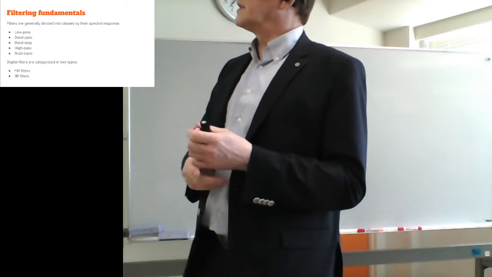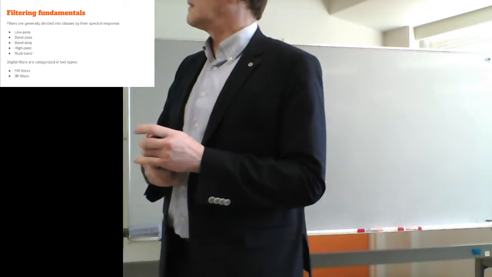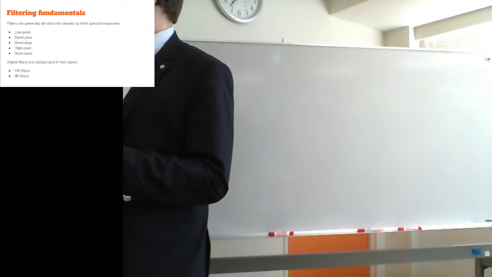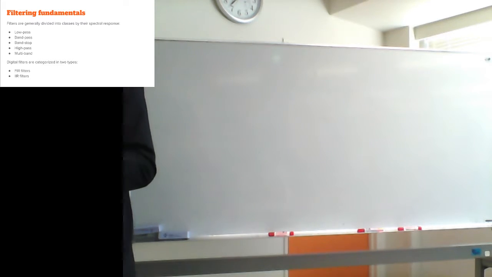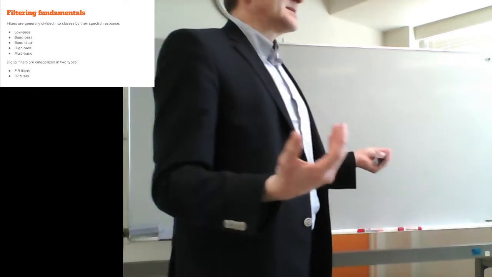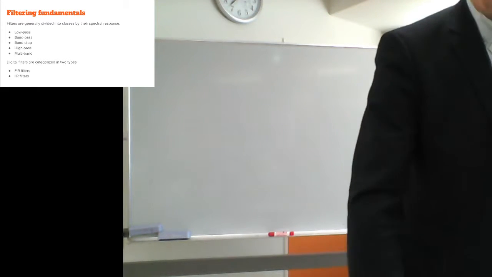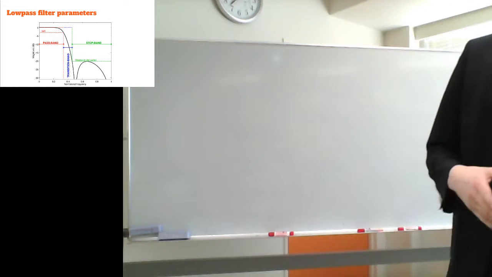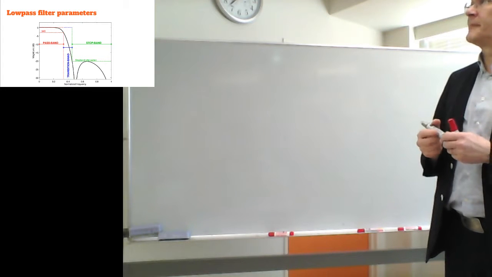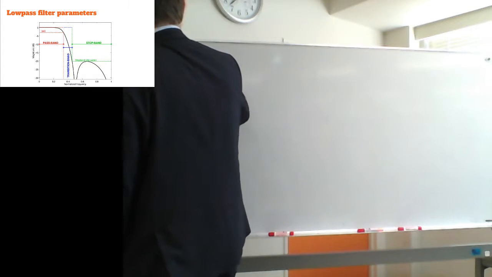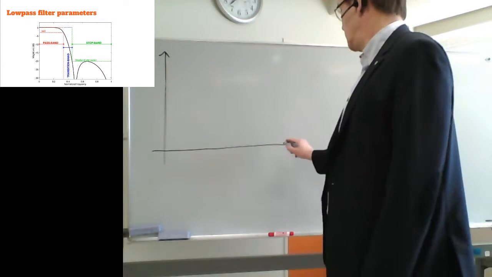So there are basically four different classes based on the spectral response: low pass, band pass, band stop, high pass, and multiband filters. The last one, the multiband filter, is a selection of everything else than those classical filters. Okay, so those are the low pass filter parameters. I should actually just draw that one again, since this requires a little bit of explaining.